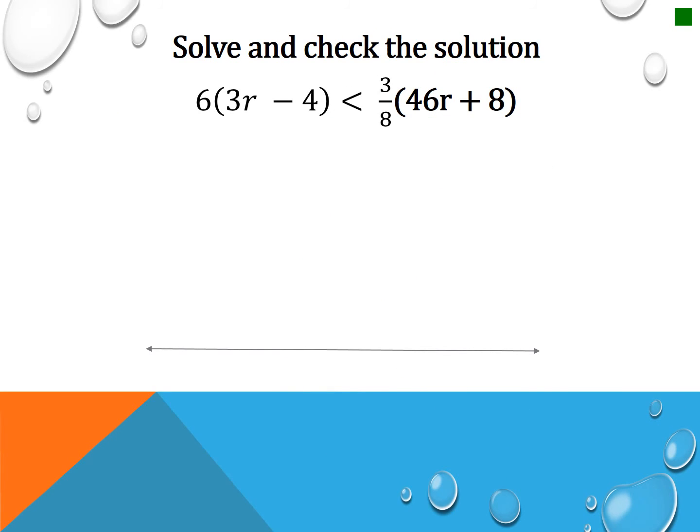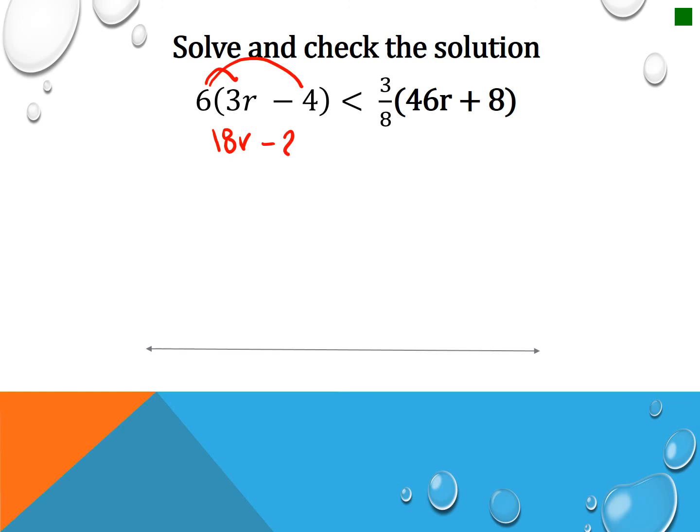Okay, we got an inequality. That means at the end we're going to have to graph. I'm going to distribute. Oh, listen to that. You can tell I'm doing it at school. Can you hear the overhead project or the overhead thing? They're looking for someone. So 6 times 3R is 18R.